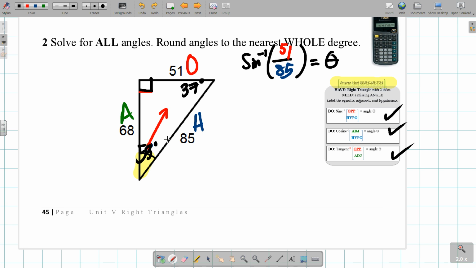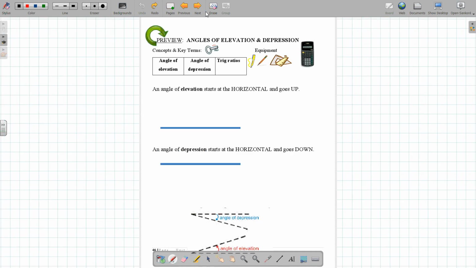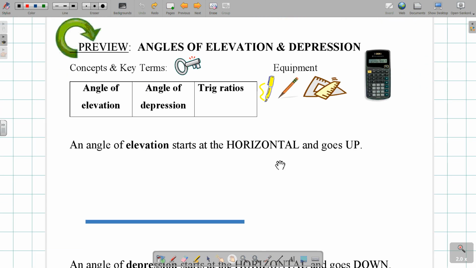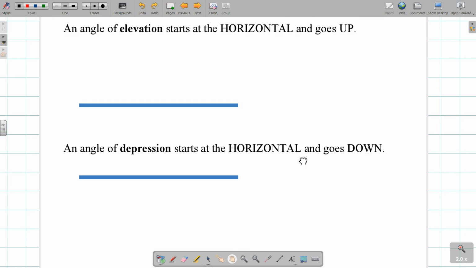All right, students, that's SOHCAHTOA and inverse SOHCAHTOA. Now you have all the tools you need to solve practical application problems. You need a calculator. I recommend a straight edge, a highlighter, and some colors. Keywords. We're going to learn today angle of elevation, angle of depression, and we're using trig ratios.